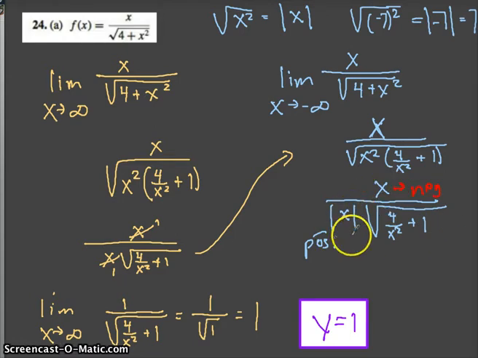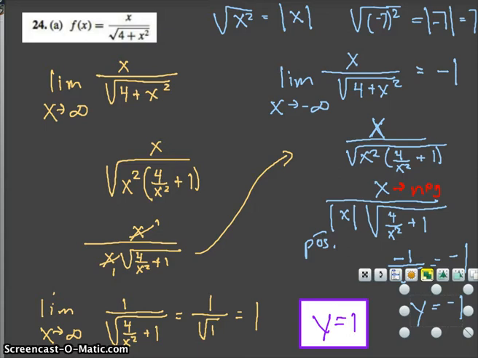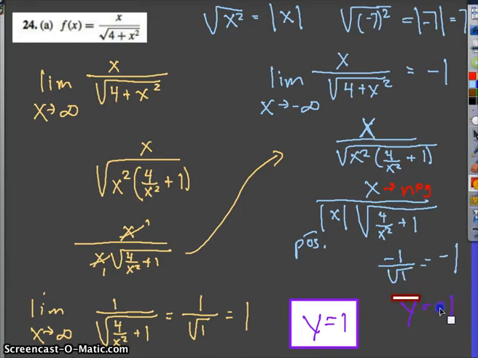Negative divided by positive is negative 1, correct? And now where I'm here, the limit of this is going to be negative 1. So I have another horizontal asymptote at y equals negative 1.